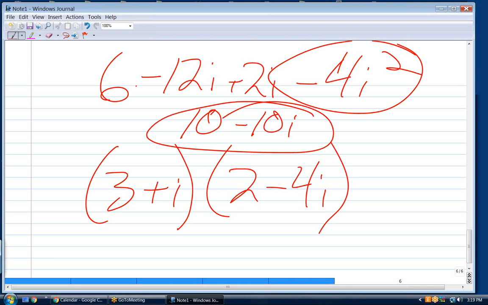In other words, I almost never have to deal with i cubed or i to the fourth, but I frequently have to deal with i and i squared. Can't do anything with the i, but I can do a lot with the i squared.